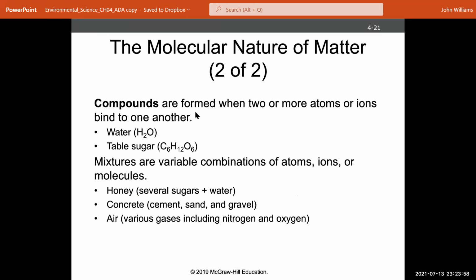When you get 2 or more atoms or ions to bind to one another, you get compounds. Examples are sodium chloride, water, or table sugar. Mixtures are variable combinations of atoms or ions, for example honey, concrete, and air. So compounds are 2 or more atoms that bind to one another, while mixtures are combinations of atoms, ions, or molecules that vary depending on the type of mixture.